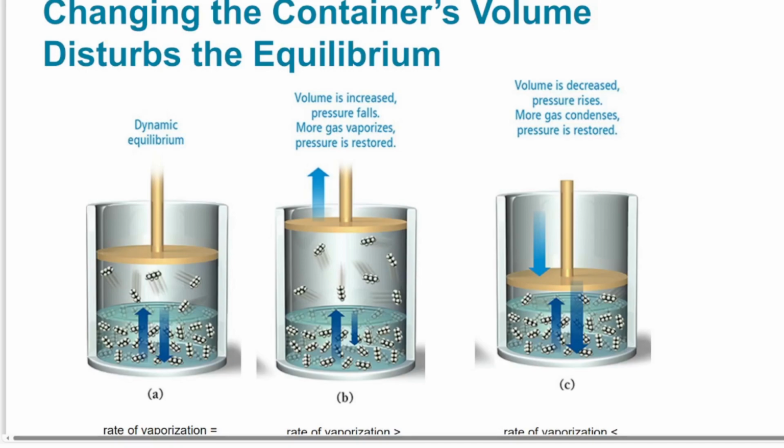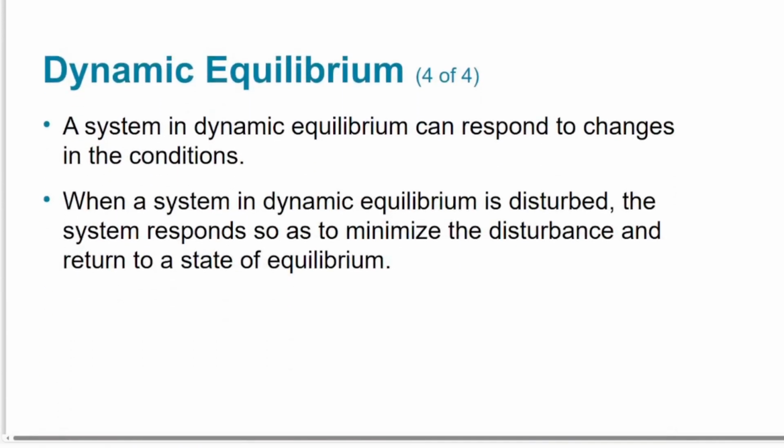If the volume is decreased, the pressure will rise, more gas will be condensed, and the pressure will be greater until the dynamic equilibrium is restored. In the end, when all of these systems reach dynamic equilibrium, the vapor pressure will be the same in each. The system in dynamic equilibrium can respond to these changes, but it takes a bit of time. But over time, the system responds to minimize the disturbance and return to a state of equilibrium.